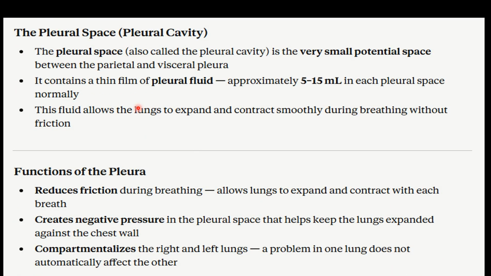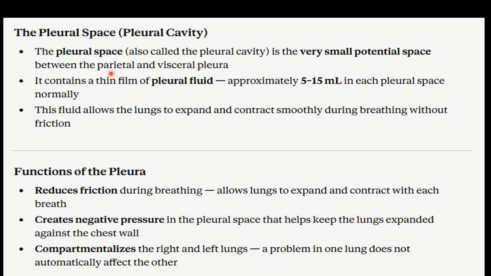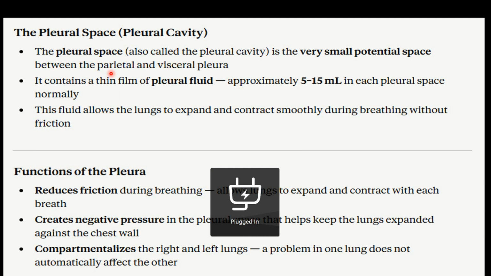Now this is a very important term, the pleural space and pleural fluid, because sometimes in interviews they might ask you the question what is pleural space and what is pleural fluid. So in that case you can answer in this way. Firstly, we will talk about the pleural space. The pleural space, also called the pleural cavity, is a small potential space between the parietal and visceral pleura. Okay, so we talked about two layers, the parietal pleural layer and the visceral pleural layer, right? So the very small potential space between these two, parietal and visceral pleura, is called the pleural space.